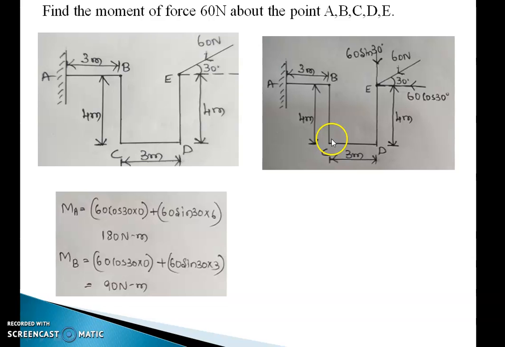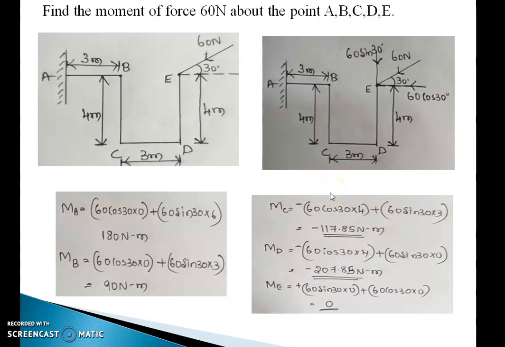Now the third part, I need to find the moment about C as my moment center. For that, C is my moment center. Already I have done the resolution: the first force 60 cos 30 and the second one vertically 60 sin 30. Out of those two I will consider any one first. Here I will consider 60 cos 30. 60 cos 30 is a pure horizontal force, so I need the perpendicular vertical difference between E and C. It is nothing but 4 meter. So 60 cos 30 into 4 meter.